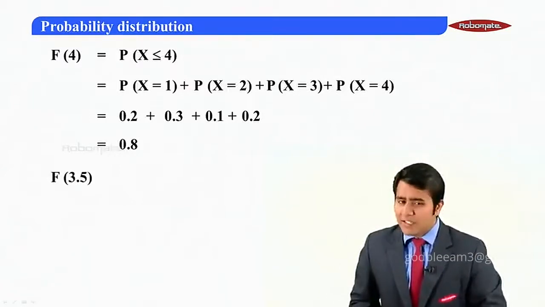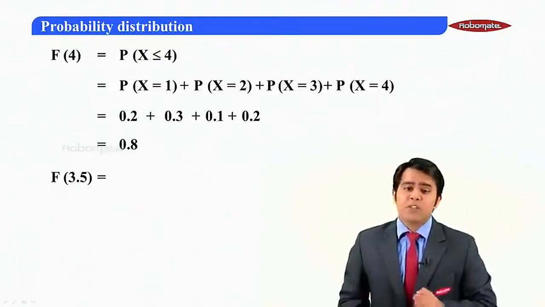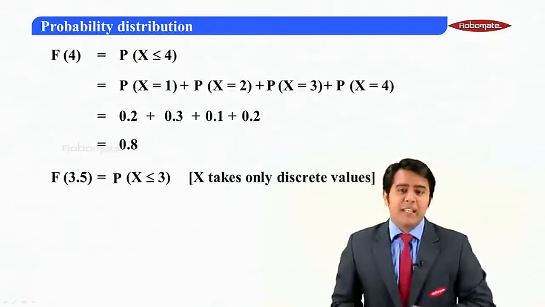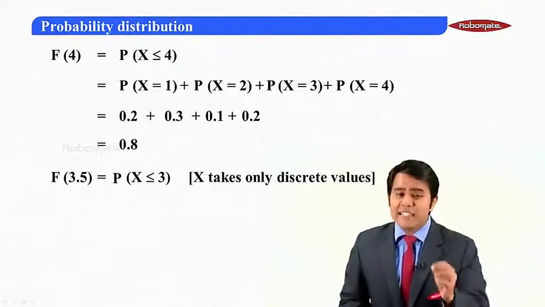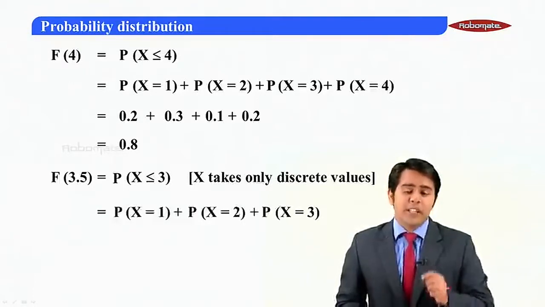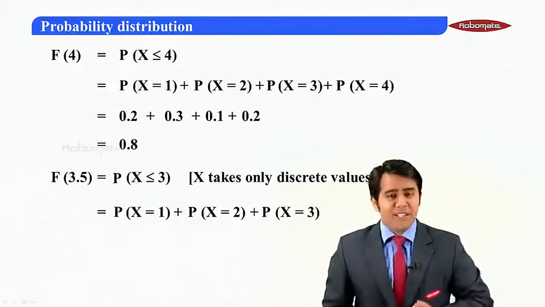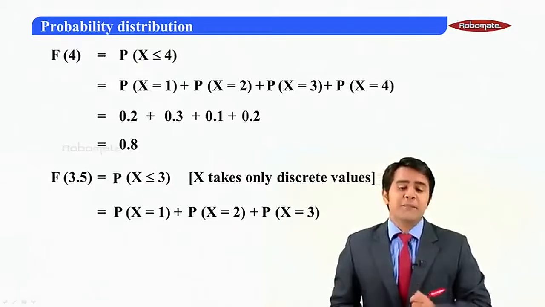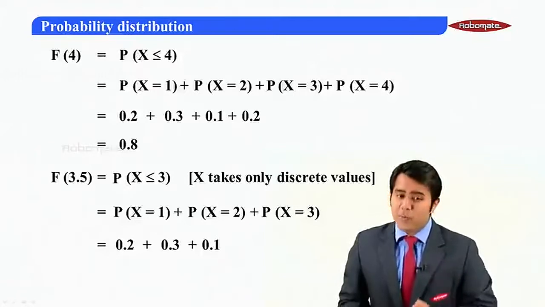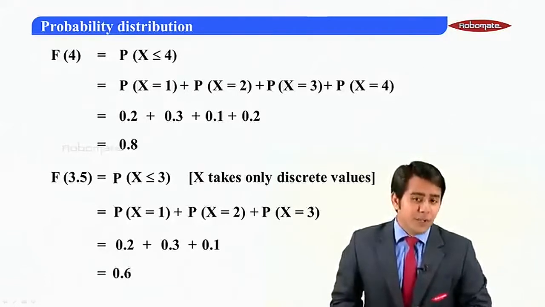Now let us try to take another value, F(3.5). So here I have a decimal value. What I will be doing is considering P(X less than or equal to 3), because X will take only discrete values, that is, values at particular points only. So here P(X less than or equal to 3) will be equal to P(X=1) plus P(X=2) plus P(X=3). Now adding the values from the table, 0.2 plus 0.3 plus 0.1, this turns out to be 0.6. So this is F(3.5).